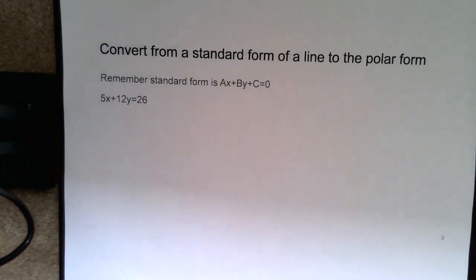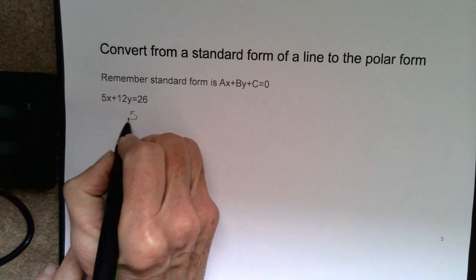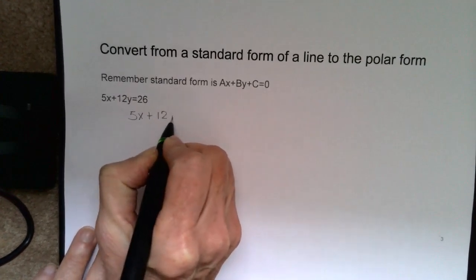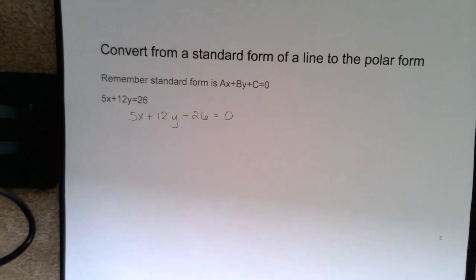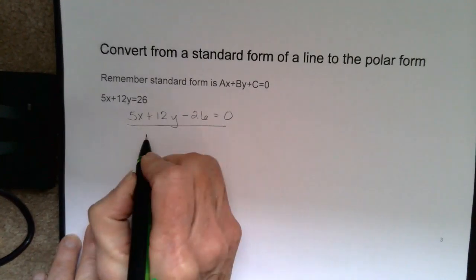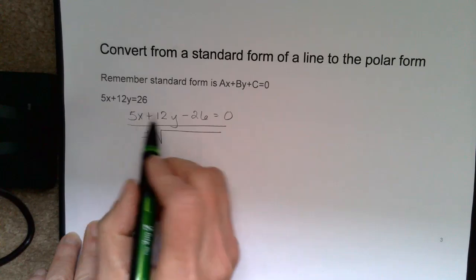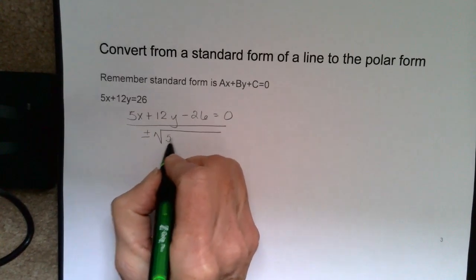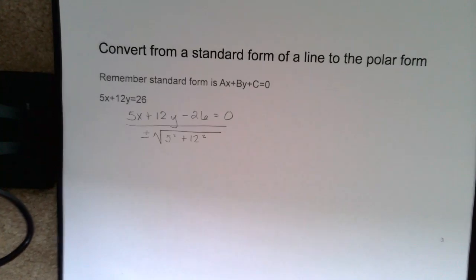The very first thing you're going to have to do is get it into standard form. So I need to subtract the 26. Okay, so there's my standard form of the line, but I'm converting it into polar form. The way you do that is you divide by plus or minus the square root of a squared plus b squared. In this case, it's 5 squared plus 12 squared, which gives me 25 plus 144, the square root of 169, which is 13.